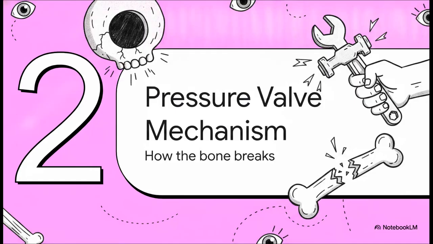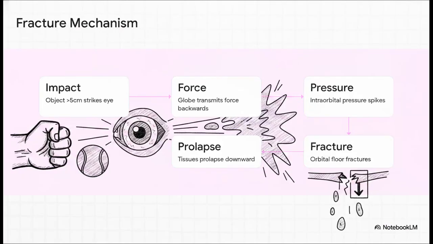Moving on to Section 2, the pressure valve mechanism. So let's talk physics. How does this injury actually happen? A blowout fracture usually goes down when a blunt object that's larger than the orbital opening, so something bigger than 5 centimeters, like a fist or maybe a tennis ball, strikes the eye directly. Because the object is too big to enter the bony box itself, the eyeball absorbs the blow. But thankfully, the eyeball doesn't pop. Instead, it gets shoved backwards, acting almost like a hydraulic battering ram.